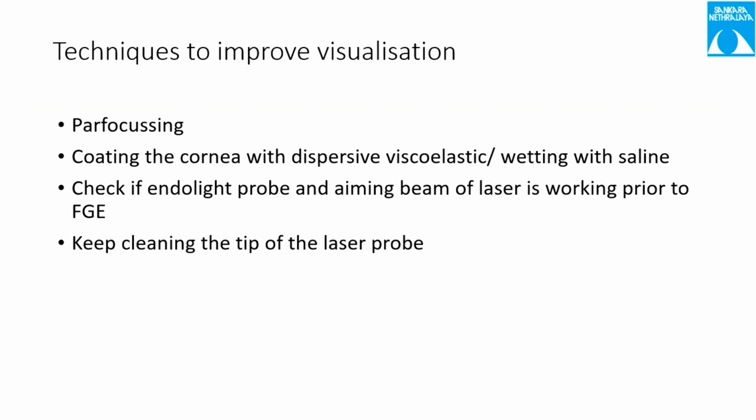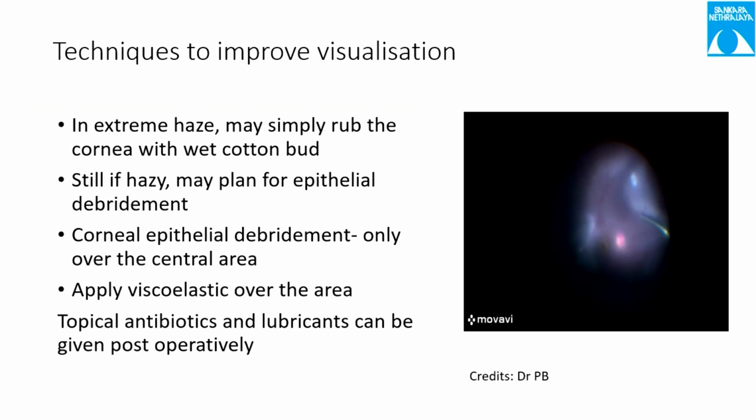Keep coating the cornea with viscoelastic, dispersive viscoelastic, and keep wetting the cornea with saline in between. In case the laser probe is not functioning, or if there is some disturbance in the aiming beam, one might try to clean the tip of the laser probe. Sometimes the blood or the fibrin within the vitreous cavity might get stuck to this laser probe. That might cause this disturbance of the aiming beam. So cleaning the tip frequently helps to visualize the aiming beam better.